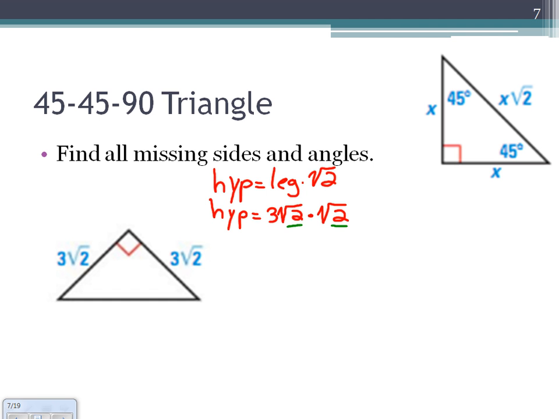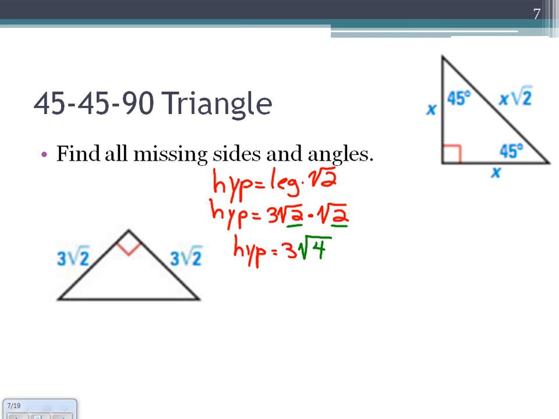So I say that the hypotenuse is equal to 3, because it just has to carry down. There's nothing there. And then multiply. What is 2 times 2? 4. And keep it underneath the radical. Does that make sense? It started underneath the radical. It must end underneath the radical. So don't simplify it.